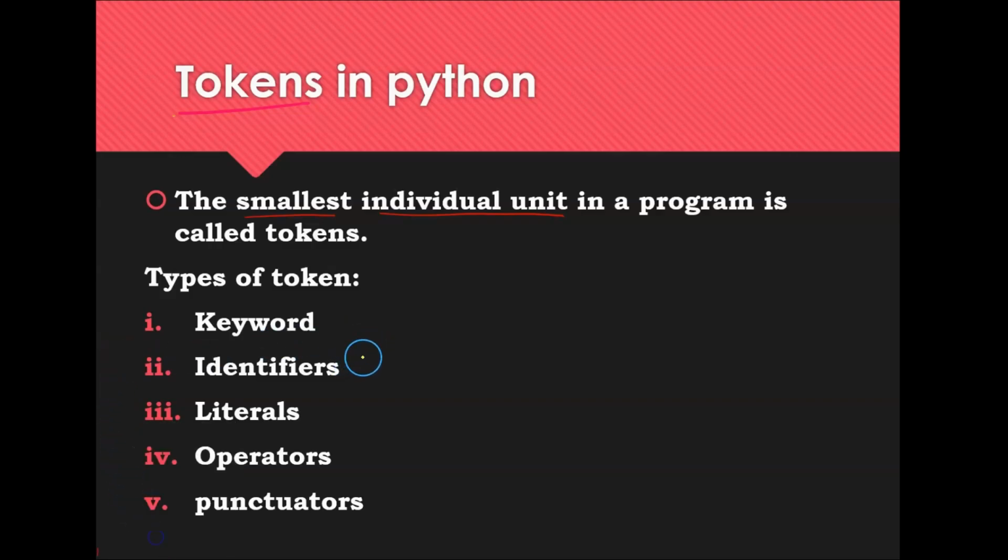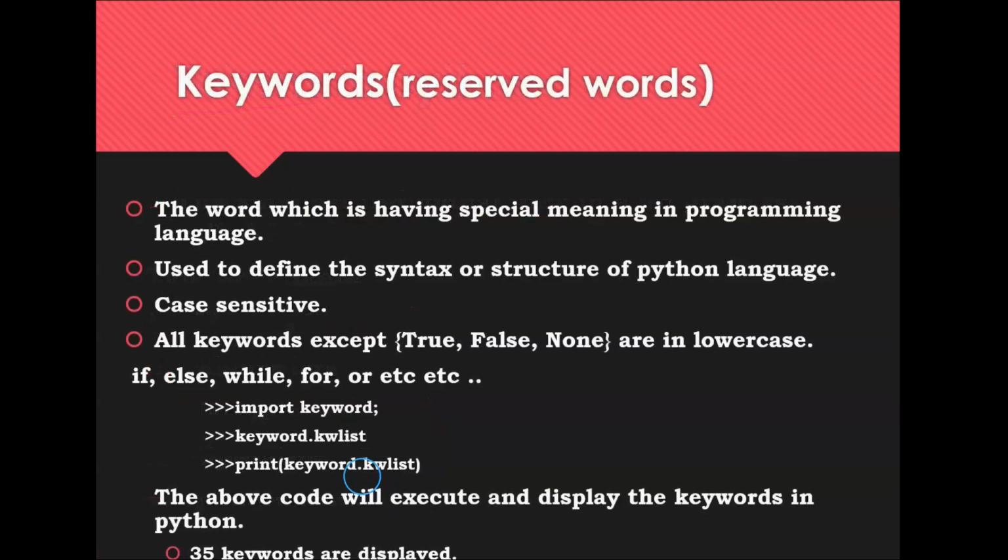So we have 5 types of tokens. One is keyword, second one is identifiers, and literals, operators and punctuators. We have 5 types of tokens and you should know all these things keenly before doing the program in Python. Let us move on to each type of token briefly.